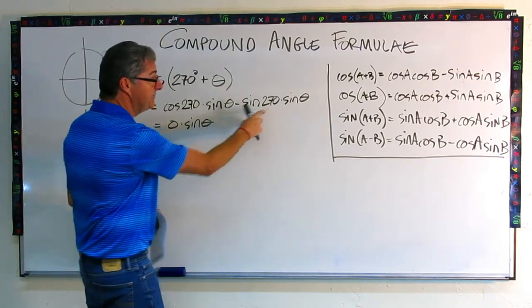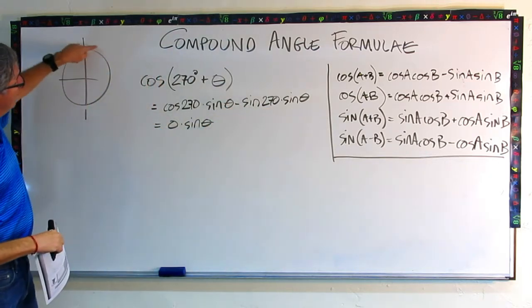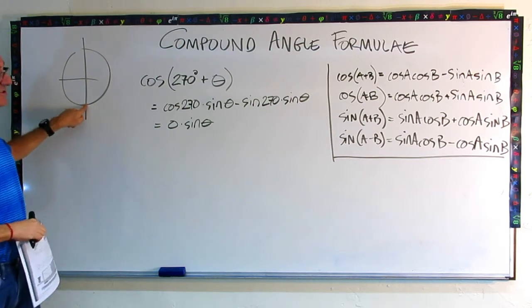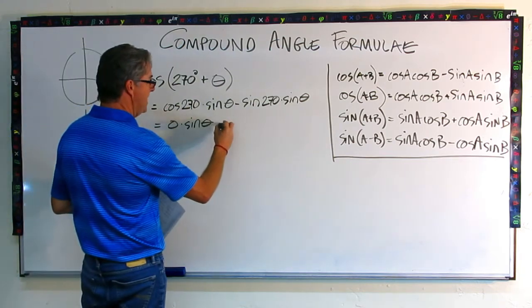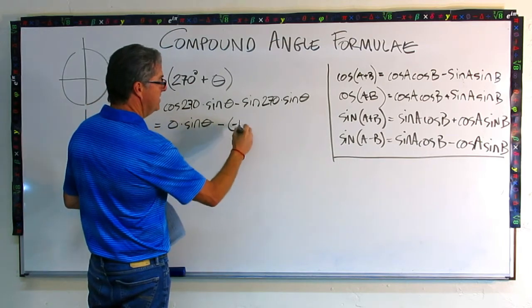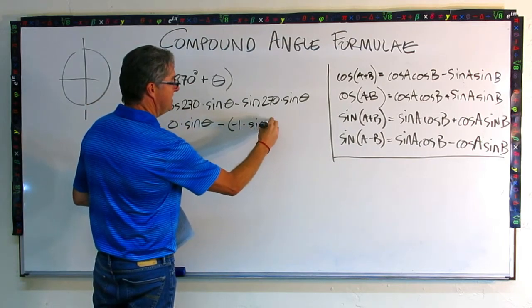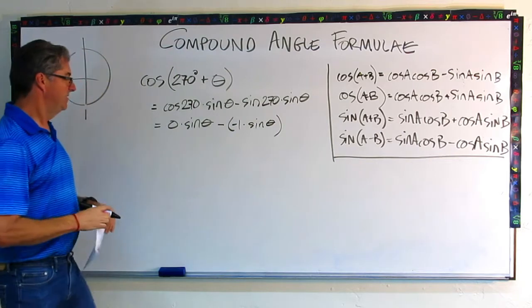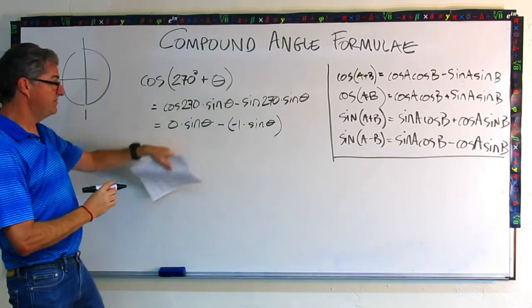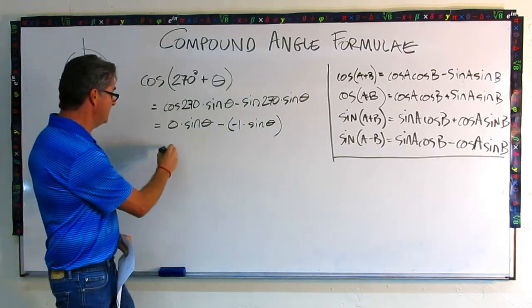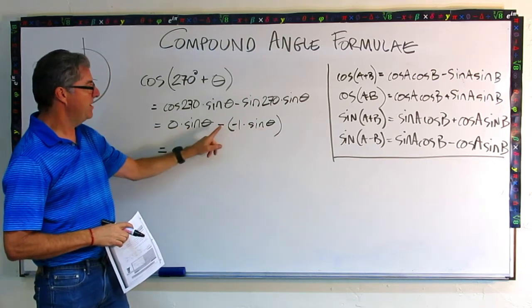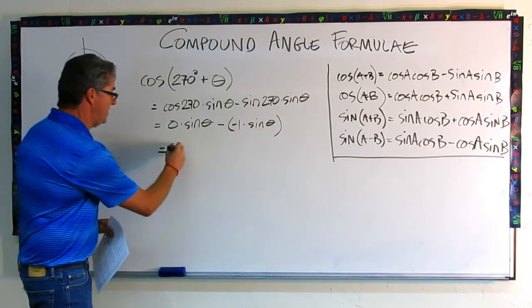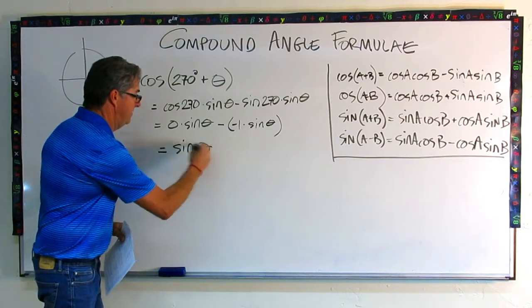Minus, now sine of 270. Again, we're all the way around the unit circle to there. So the sine of 270 is -1. So this is going to be minus -1 times sine theta. Now this term, 0 times sine theta, doesn't matter what sine theta is, it's going to be 0. And so this is negative sine theta, but we have another negative, so this becomes sine theta.